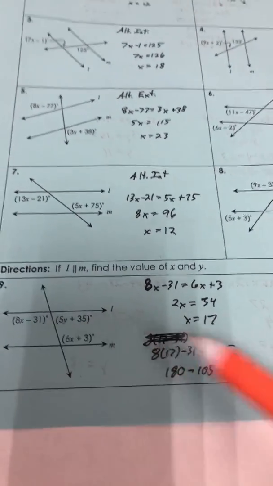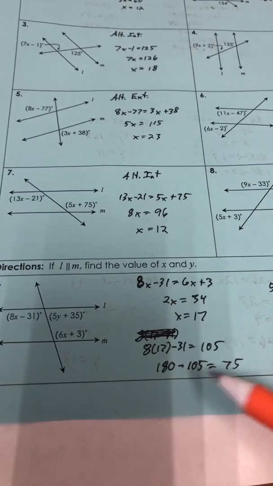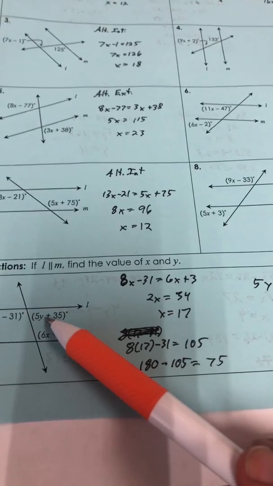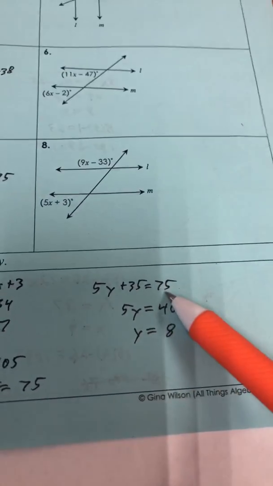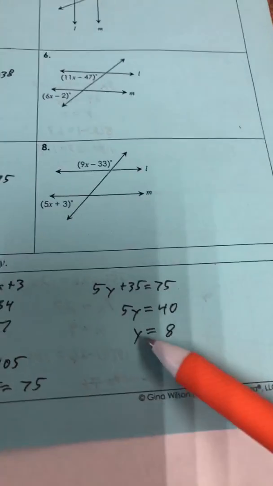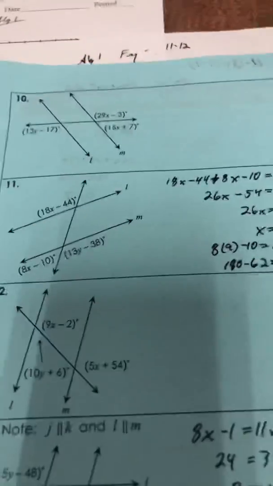Notice it's obtuse, so I'm glad it's above 90. It makes sense. 180 minus 105 equals 75. So that means this side over here equals 75. So I can solve for y by setting that equal to 75. Subtract 35 from both sides, I get y equals 8. Try 10 on your own.